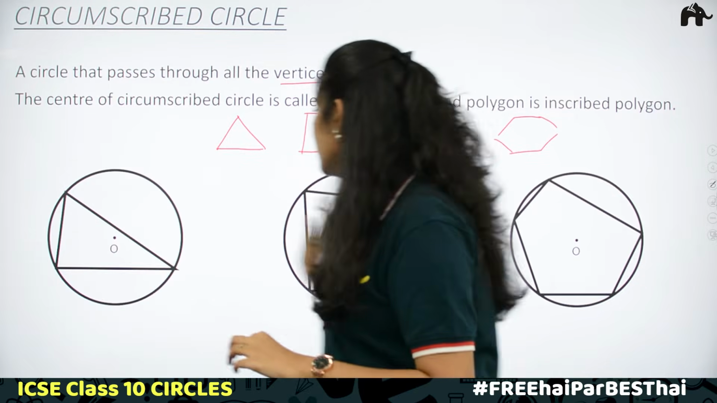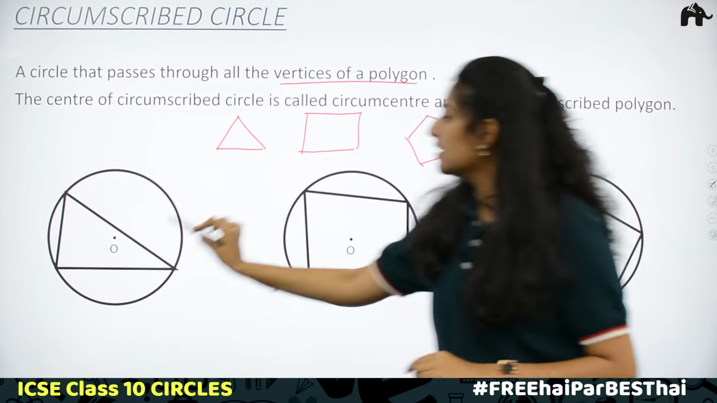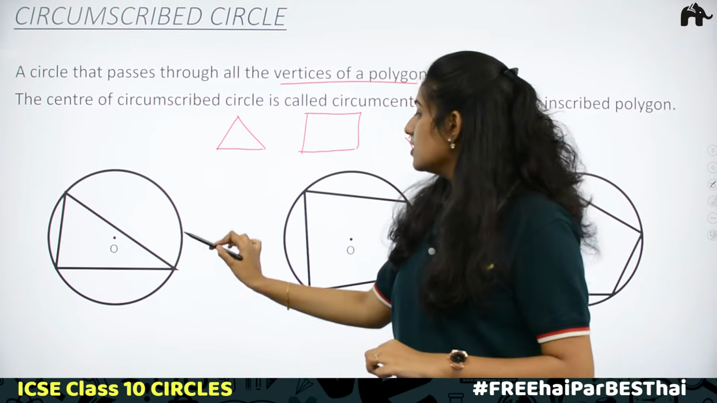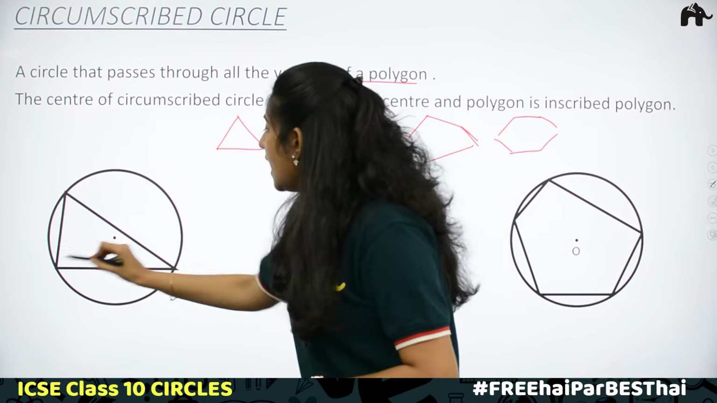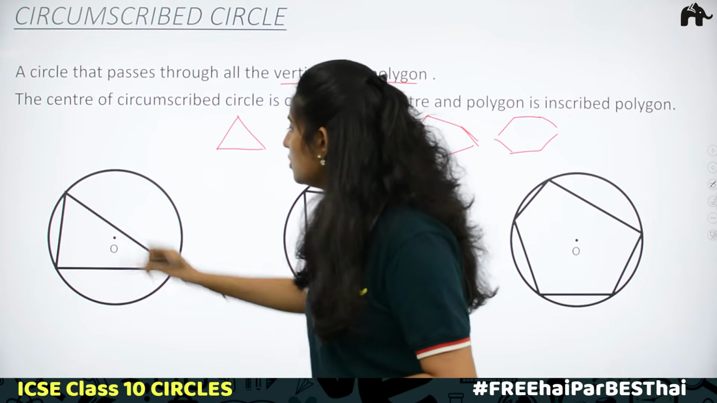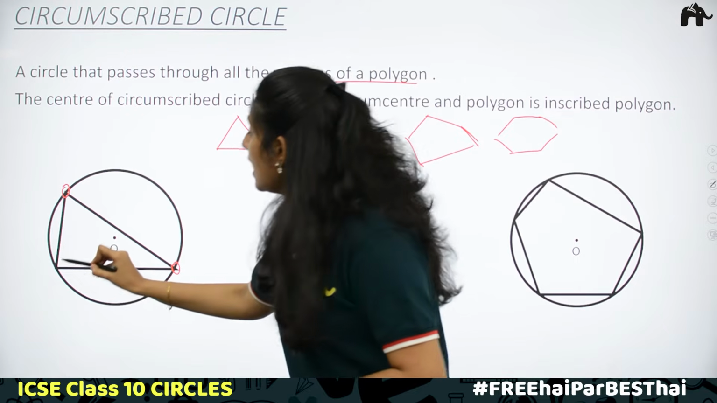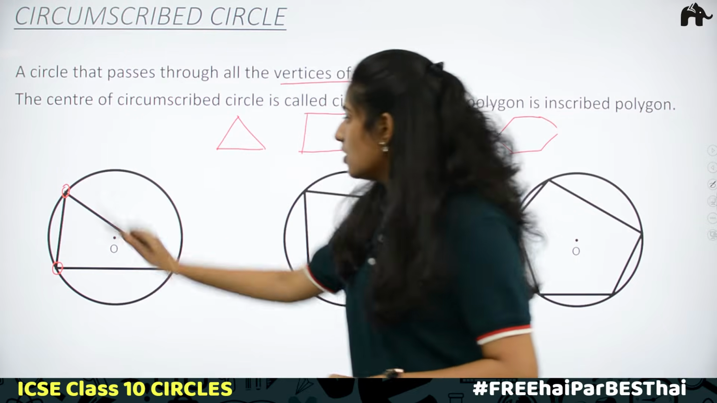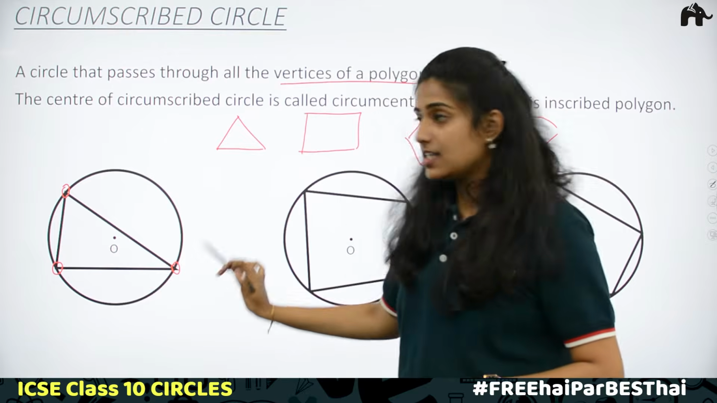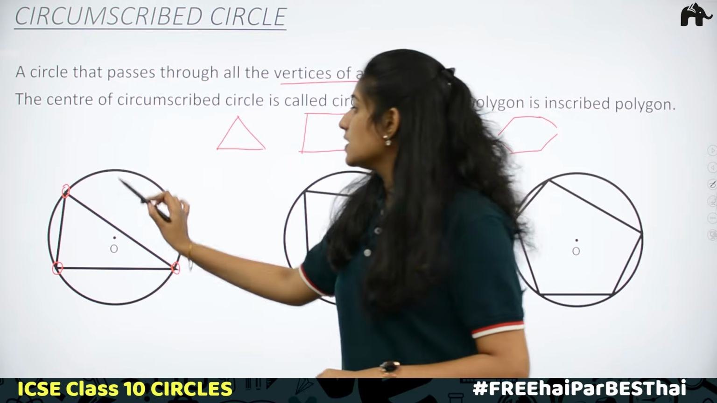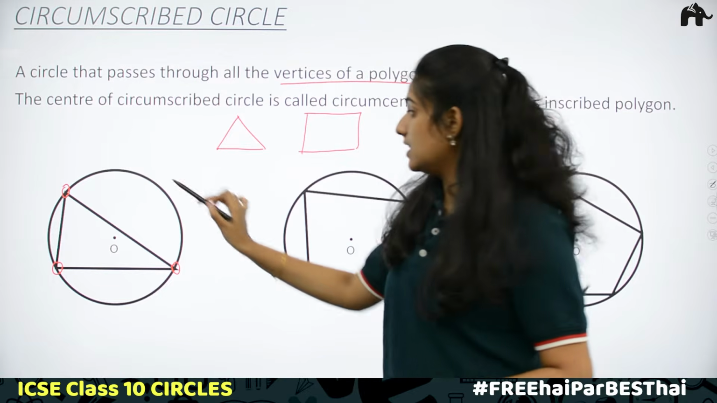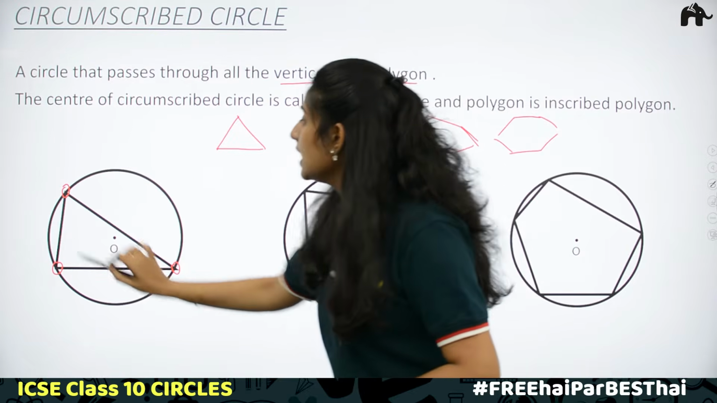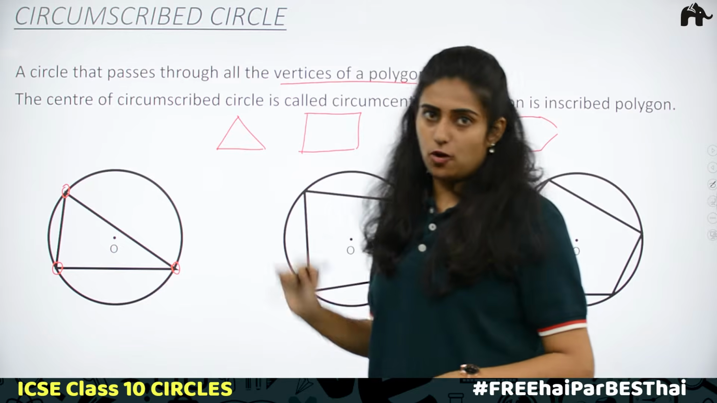Okay. Now in these figures, the first figure is a triangle. When you check the vertices of the triangle, here we have one corner, here we have one corner, and here we have one corner. So all these vertices are touching the circle. Yes. So here this circle will be called a circumscribed circle. That is, the circle touches the vertices of the polygon.